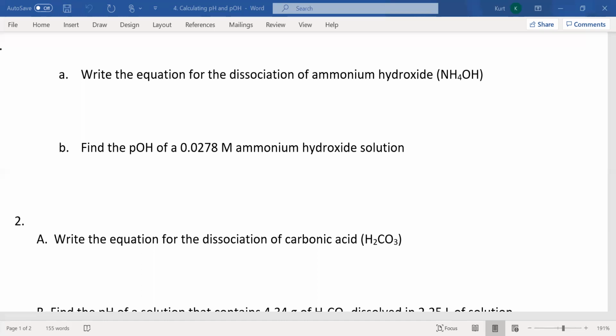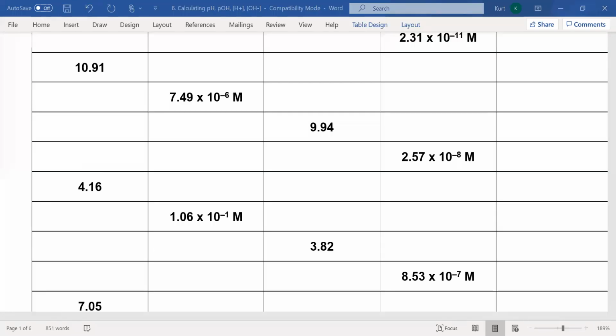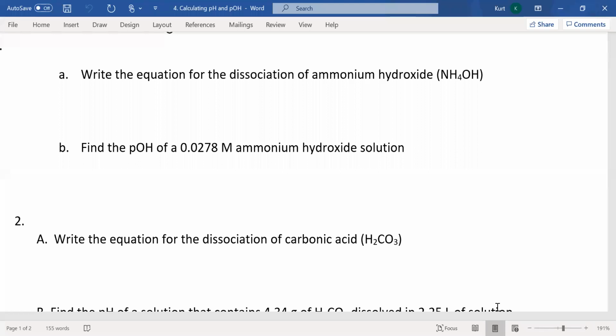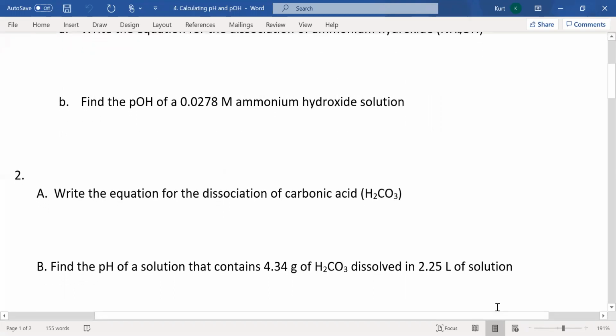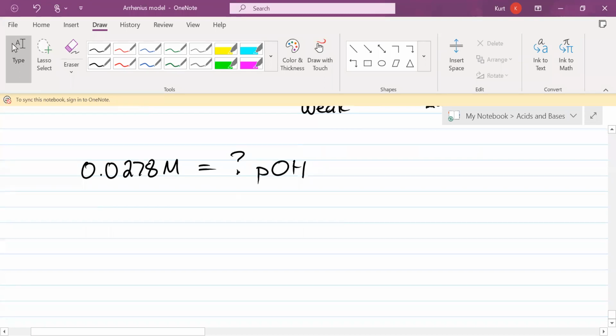Okay, so let's look back at the other question being asked for this one. Here we are. Find the pOH of 0.0278 molar ammonium hydroxide. This one's simple. What would we do? Carson? We're going to do negative log, and then you do 0.0278. Yep.